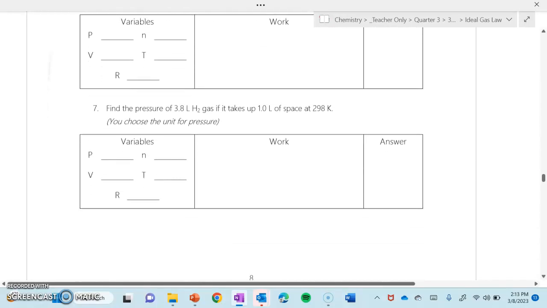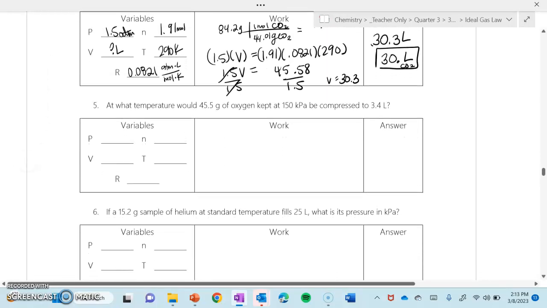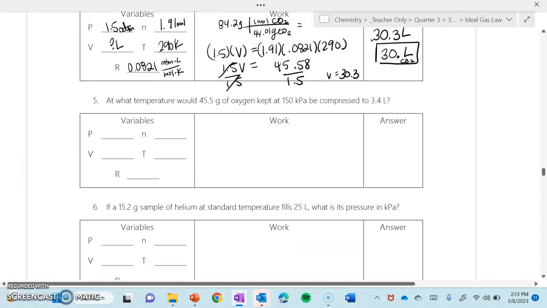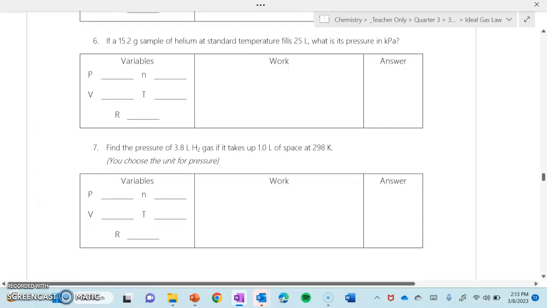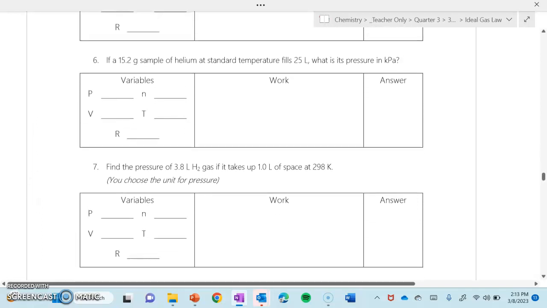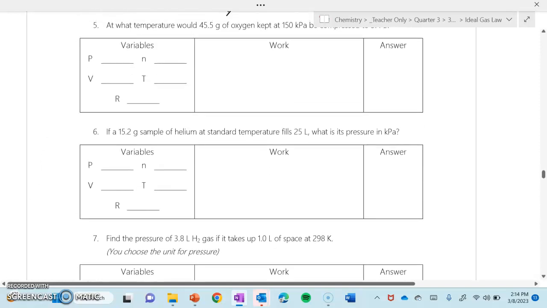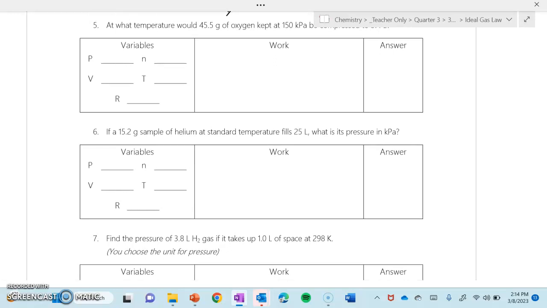5, 6, and 7 are similar to number 4, where you will have grams given to you and you need to convert it to moles before plugging in. So let's do number 6 together, and then you can do the rest. So our last one says, if a 15.2 gram sample of helium at standard temperature fills 25 liters, what is its pressure in kPa? So we know 15.2 grams will eventually be N, but we need to convert it before we can put it into our equation.